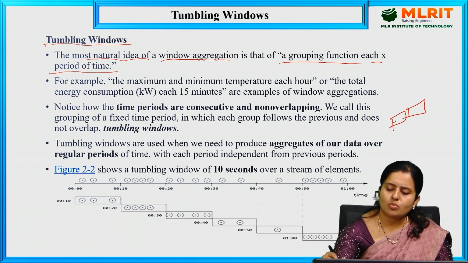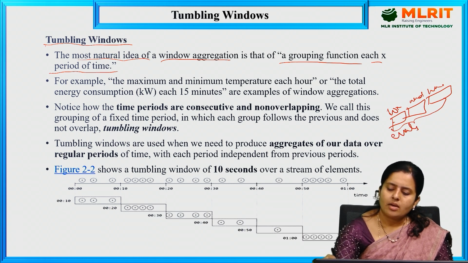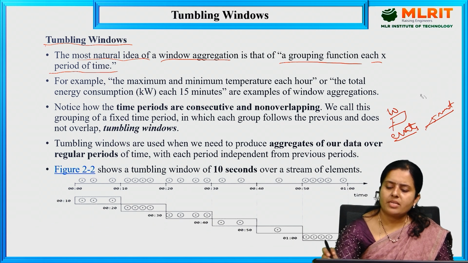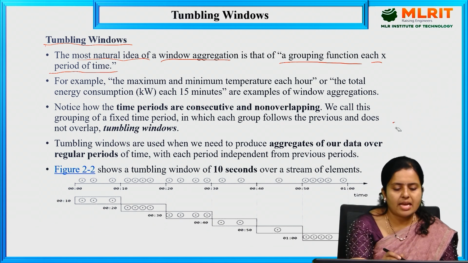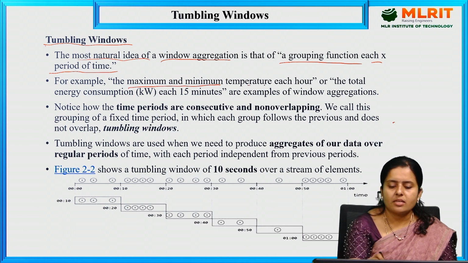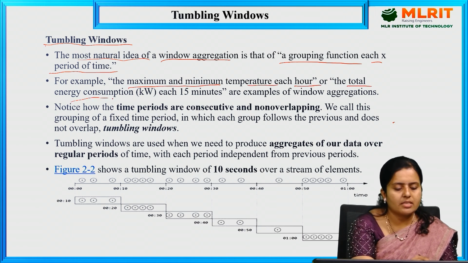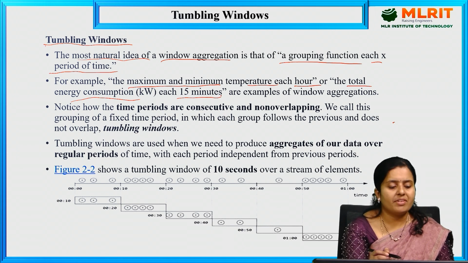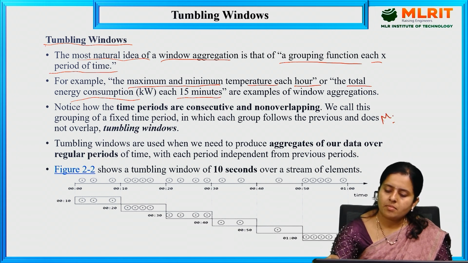Here, suppose this is one window, this is another window, this is a third window. So we group all these individual events over a period of time, suppose 15 minutes. For example, the maximum and minimum temperature each hour, or the total energy consumption each 15 minutes. What is the value of the maximum and minimum temperatures per 1 hour?